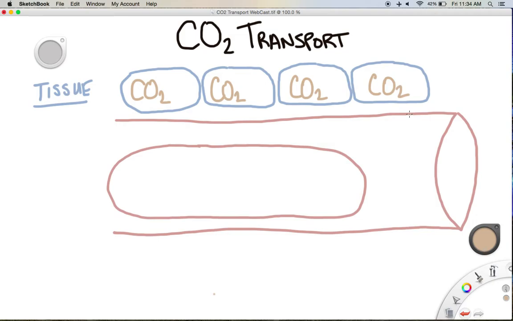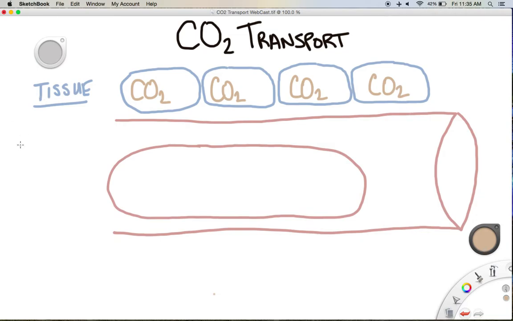So, how do they go? Well, we have to transport them, and we have to transport them through the blood so that they can get to the pulmonary circulation, to the alveoli, and finally exhale them. So, how does that all happen? Well, there's essentially three different mechanisms that play a role in CO2 transport from the tissue.